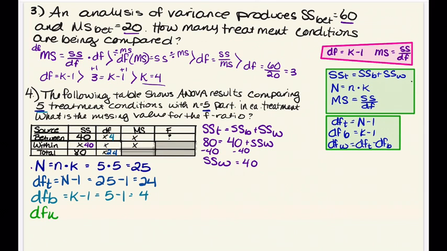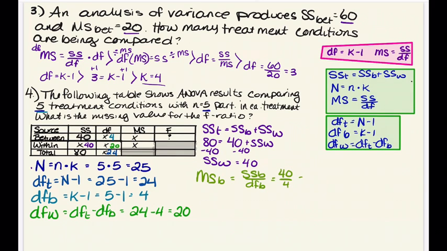The degrees of freedom within is the sum of degrees of freedom in each treatment, but can also be found by taking the degrees of freedom total and subtracting the degrees of freedom between. In this case, it will be 20. Now that we have sum of squares and degrees of freedom, we can calculate the mean squares with our mean square formula. First, we'll take the sum of squares between and divide by the degrees of freedom between.